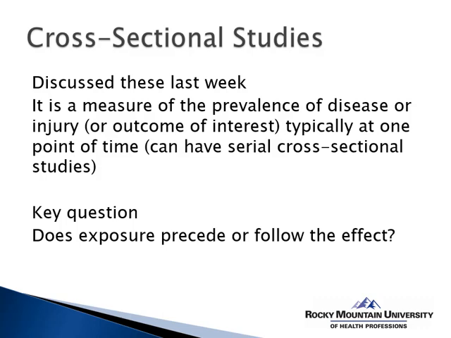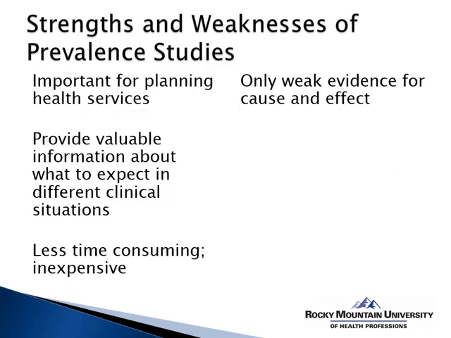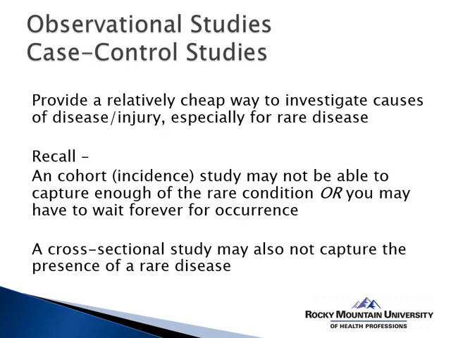As we continue on, cross-sectional, we had talked about in the prior lecture, the example, the steroid use and that change over time. We talked about how cross-sectional are important for planning health services. They are giving us an idea about what to expect in clinical situations. Again, though, weak evidence for cause and effect. Now let's continue on with some other observational studies.